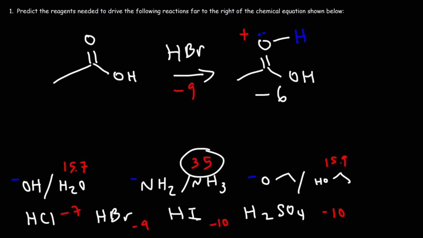Now, equilibrium is going to shift to the side with the weaker acid. That is the acid with the higher pKa. Negative 6 is 3 units higher than negative 9. So it's going to shift far to the right. The other product will be bromide.